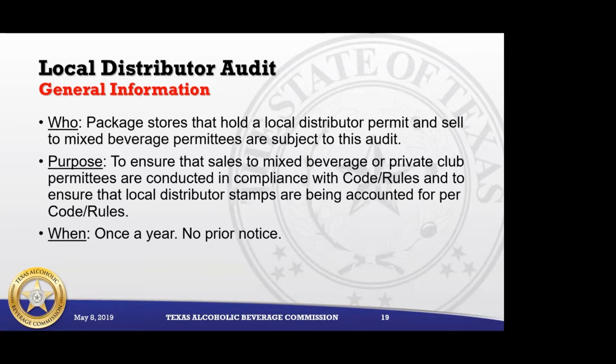Every package store that holds a local distributor permit and sells to mixed beverage permittees has to place an identification stamp on the bottle. These identification stamps are what we will be accounting for in this audit, and that's the primary purpose. Normally, these are done once a year, and there won't be prior notice. We normally will just walk in and begin the audit.